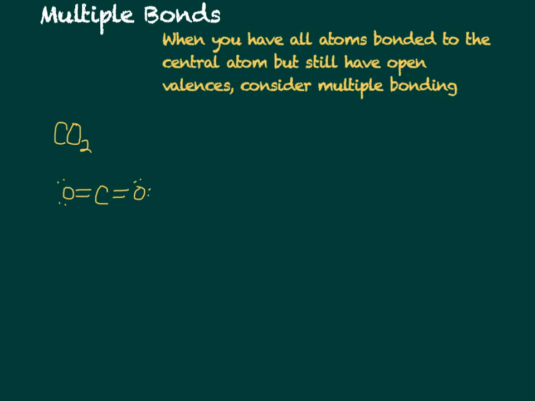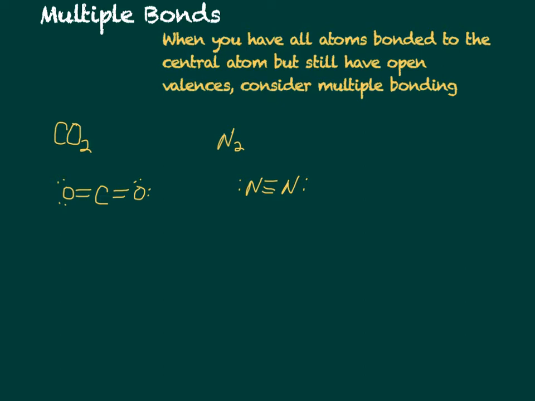Let's also try something like nitrogen, N2. Since there's no real central atom, we're just going to write our 2 nitrogens. Each one has 5 valence electrons. Now if I connect the 2, you can see that there are still open valencies on the nitrogen. So I can go ahead and connect those. And of course, that is really ugly, so we redraw it. And there we have a pretty triple bond for nitrogen.